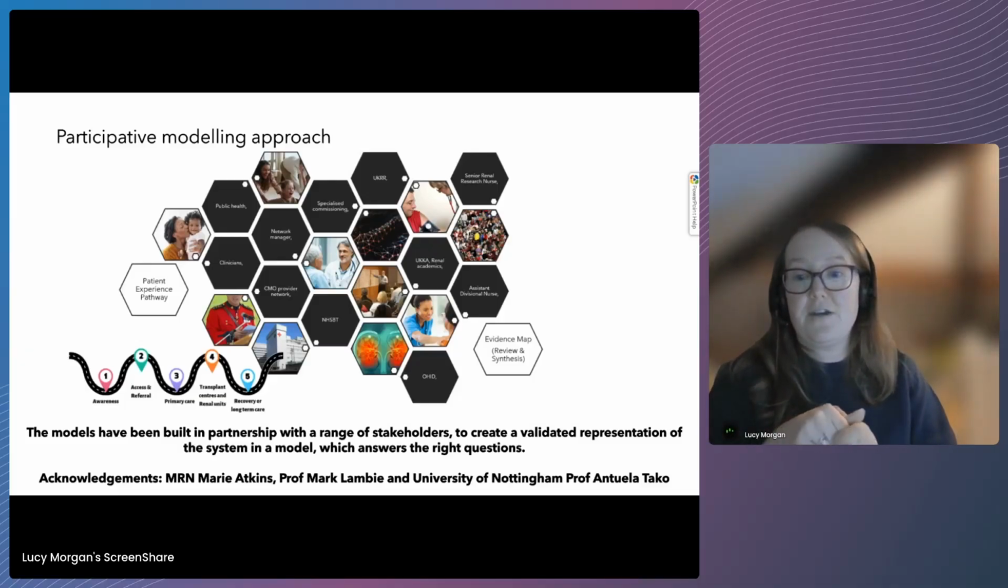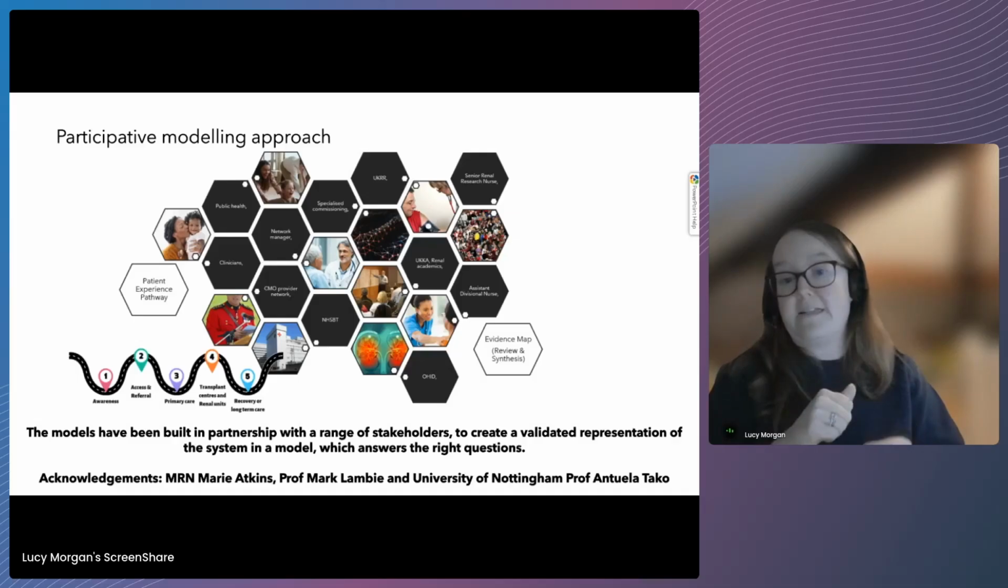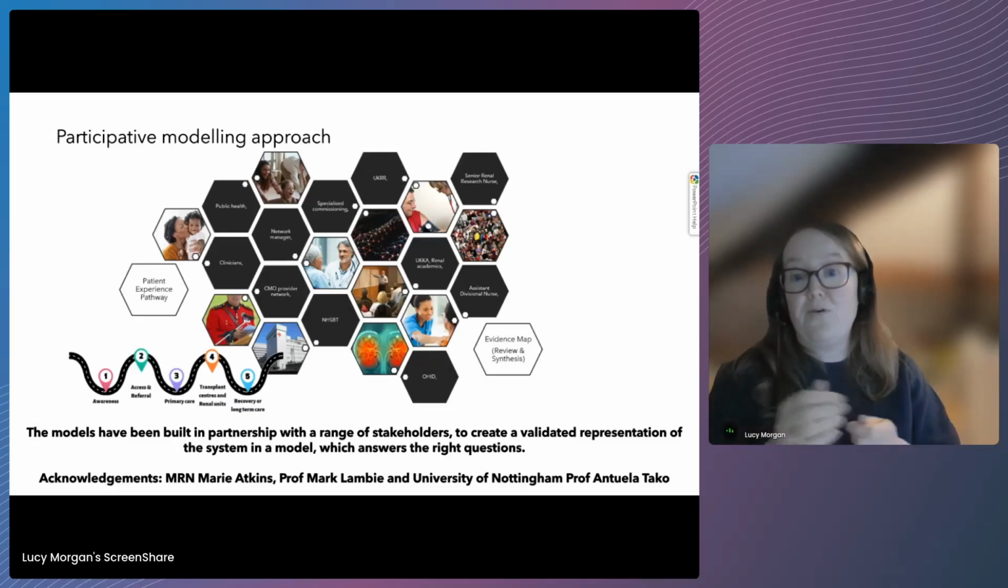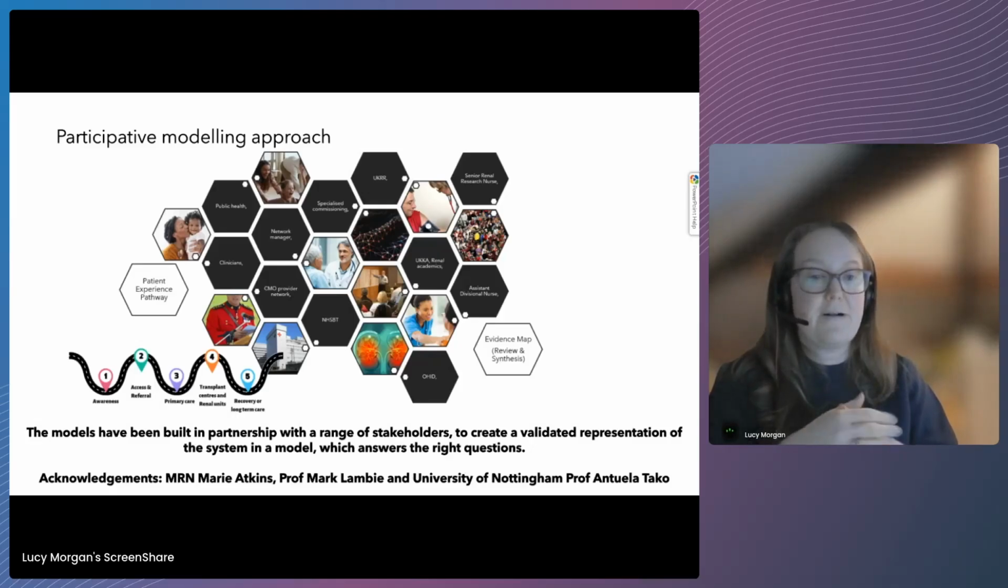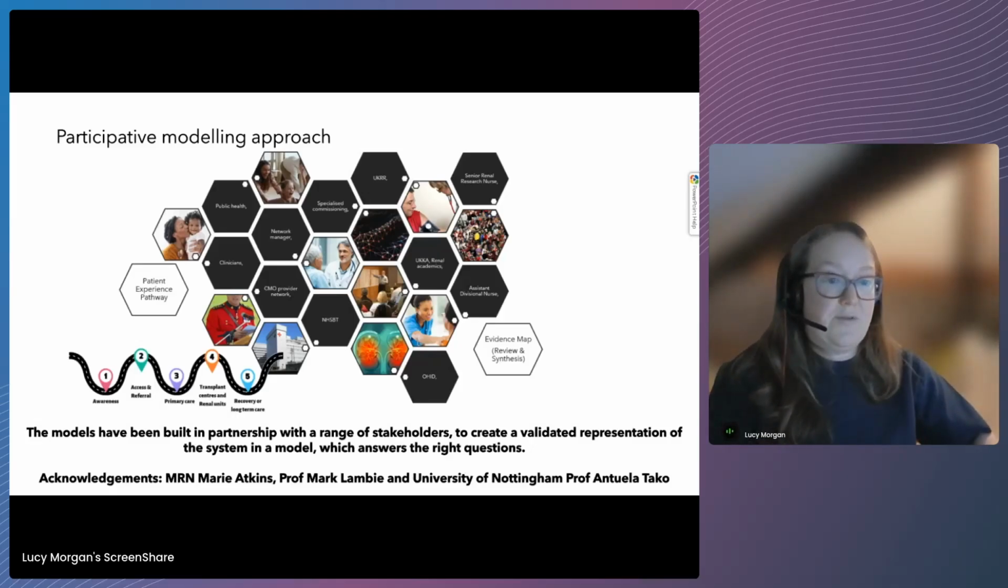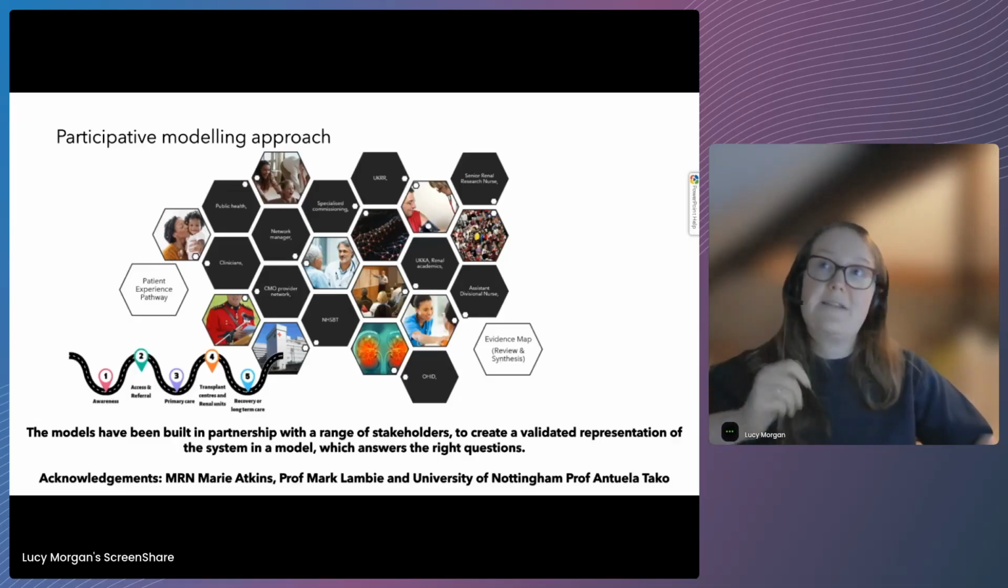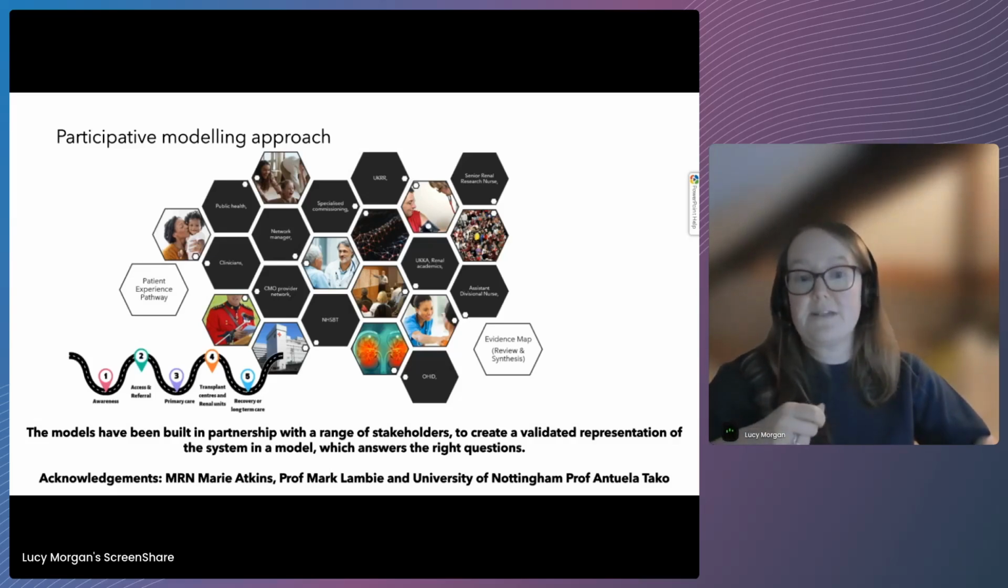And we'd just like to acknowledge that Marie and Mark from Midlands Renal Network have been our lead stakeholders here and have been helping us throughout the project make sure that we're engaging with all of these different people, but also have been really responsive themselves. And also Antoila Taco from Loughborough University has been there for the, I guess I don't want to say educational, but simulation expertise, as well as a backup for us to ask extra questions, which has been great.